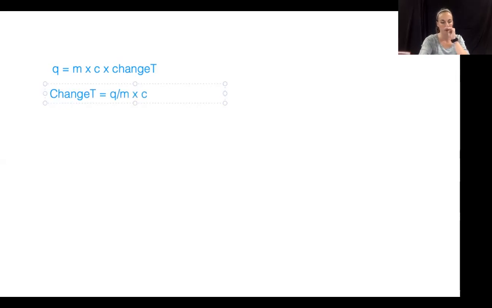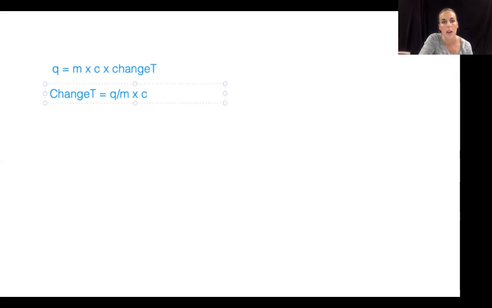I'll write it out for you. Q equals M times C times change in temperature. This is our main equation that we're going to use. And we have to rearrange it because they're asking for a new temperature. So I'm going to rearrange for temperature. I'm going to divide this side by M and C and this side by M and C. So then I'm going to have change in temperature equals Q divided by M times C. That's my new equation.